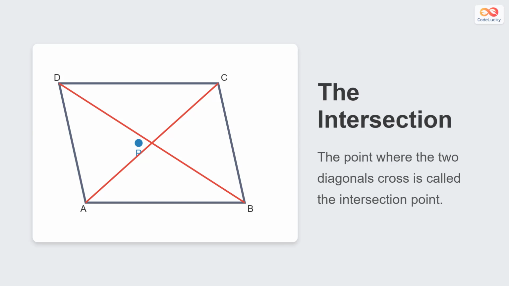When you draw both diagonals, you'll notice they cross each other inside the parallelogram. This single point where they meet is called the intersection point. We can label this point P. This intersection is the key to understanding the property we are learning today.